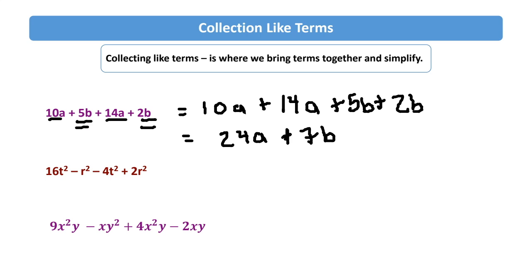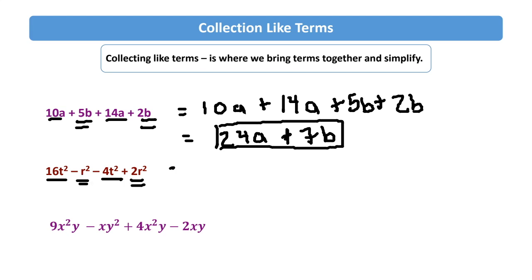Okay, so the next one, we have a 16t squared. So that's a t squared, and there's my other t squared. And then here's my r squared, and here's my r squared.